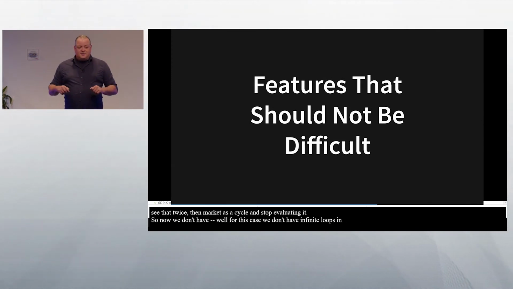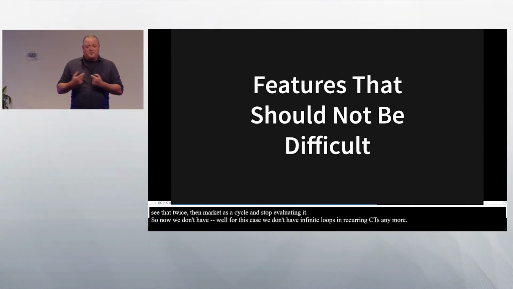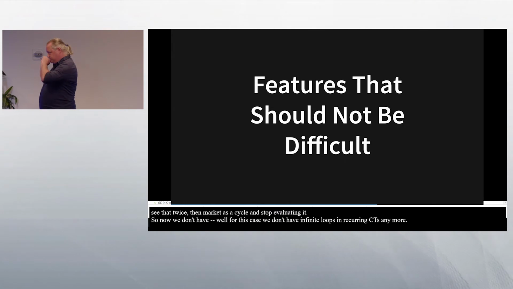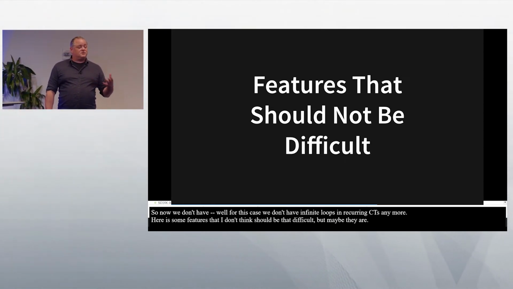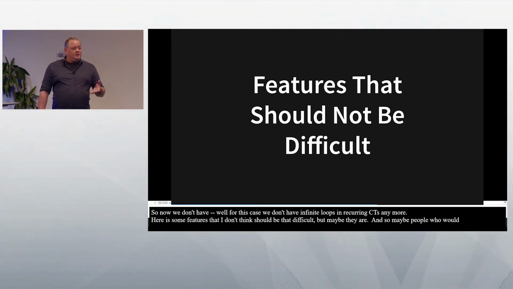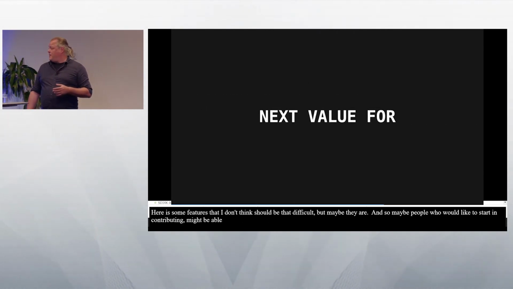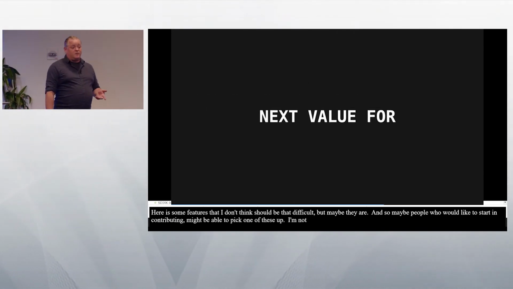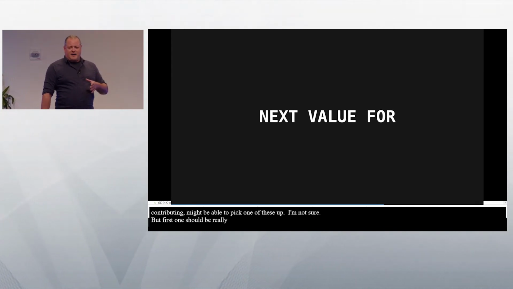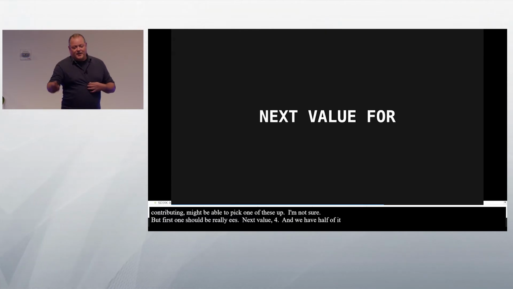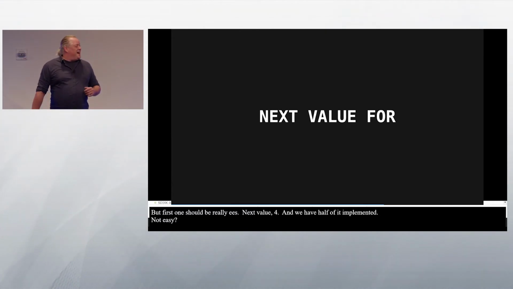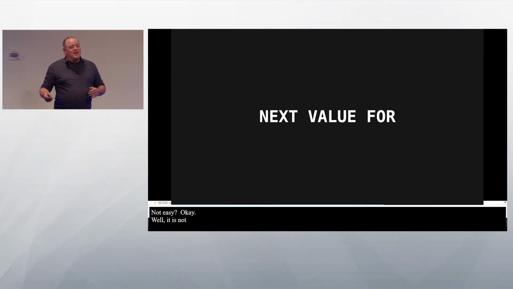Okay. Here are some features that I think should not be that difficult, but maybe they are. And so maybe people who would like to start contributing code to Postgres might be able to pick one of these up. I'm not sure. But the first one should be really easy, next value for. And we have half of it implemented. Not easy? Okay. Well, it's not easy, but I would like it.